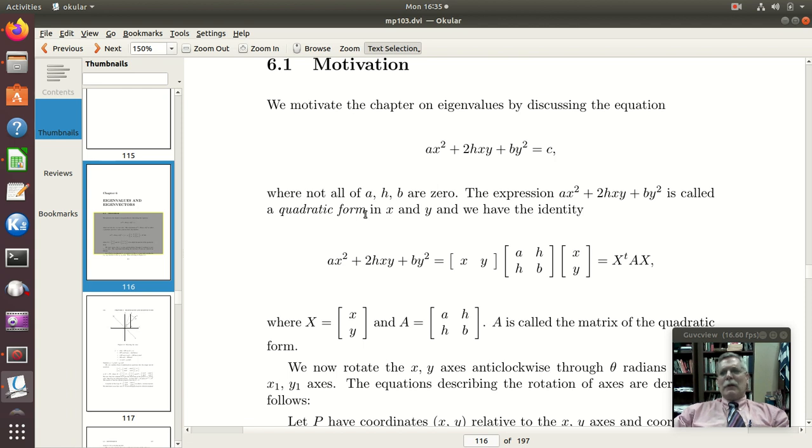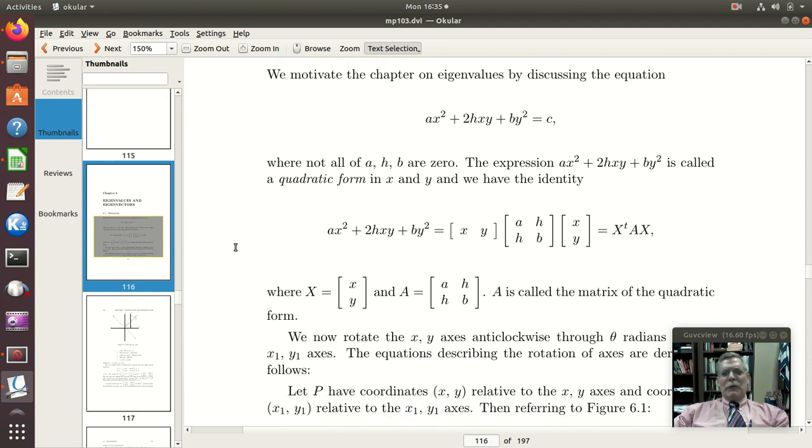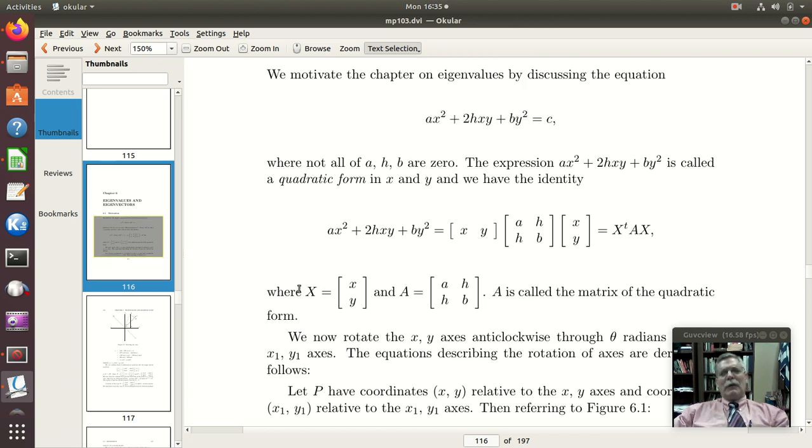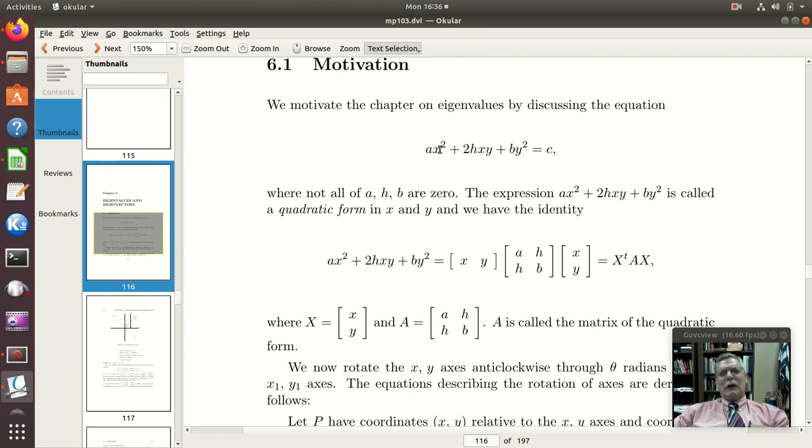Then they say, okay, this is called a quadratic form, and we could write it in a matrix form like this with our variables x, y here. So this is x transpose Ax. And then they very quickly get into talking about rotating things through theta radians to new axes. And so I just wanted to go to Desmos to show what they're talking about here.